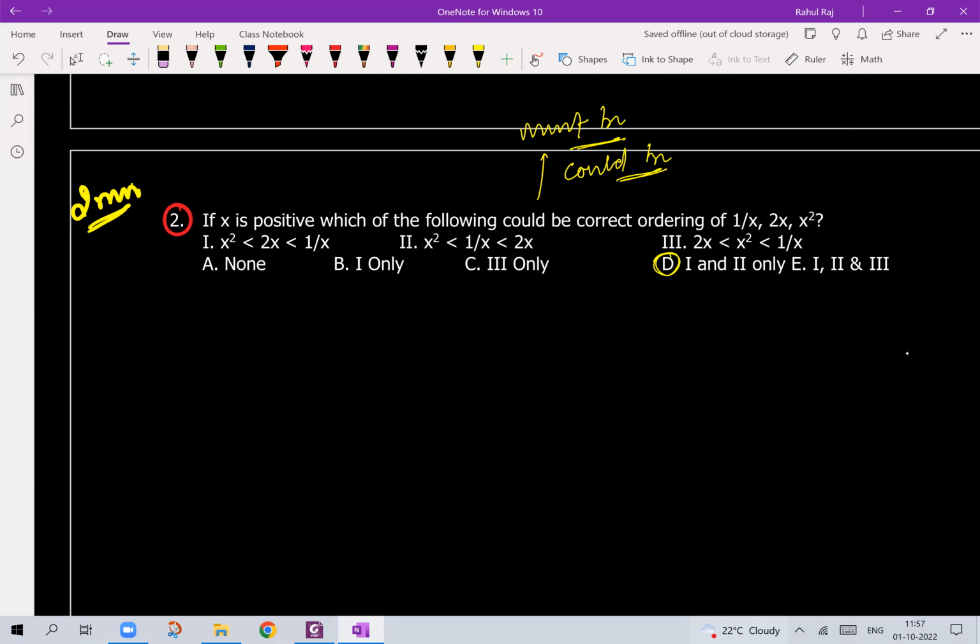If I take the value x as 3, then x square is going to be 9, 2x is going to be 6, and 1 by x is 1 by 3. So 9 is not less than 6, no matter. You can't take this value.